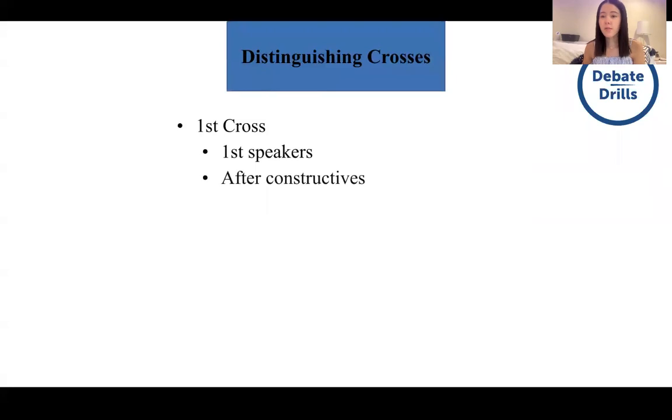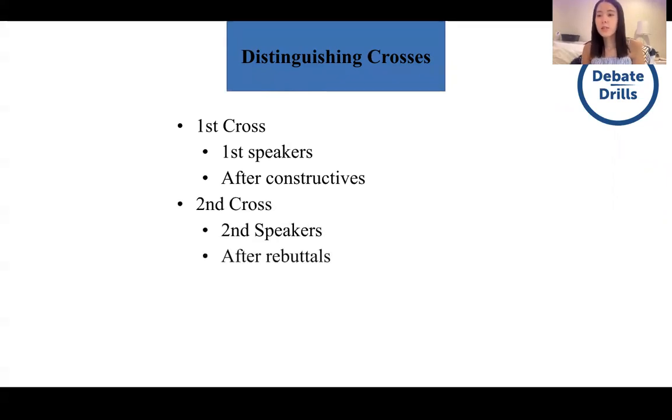So first of all, we have first cross, which happens between the 2 first speakers. This happens right after constructive and prior to rebuttals. Next, we have second cross. This happens between the 2 second speakers. This happens after rebuttal and right before summary.